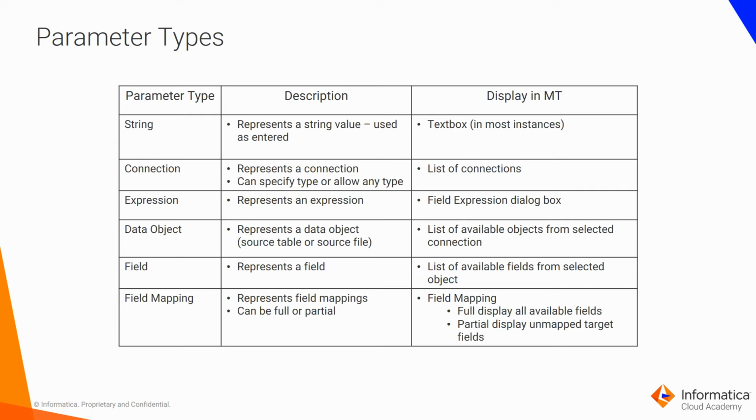A field mapping parameter represents a field mapping. You can create a full or partial field mapping. In the task, the parameter displays a field mapping screen. Full field mappings display all available fields. Partial field mappings display only unmapped target fields.